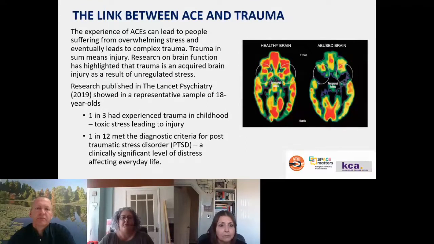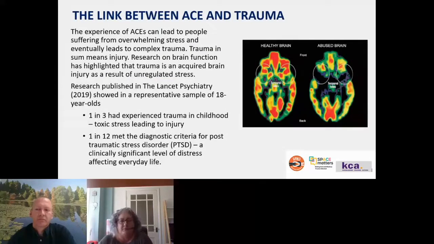So from this slide, you can see that there is a link between ACE and trauma. We have two images there of a healthy brain and an abused brain. What we're stating is that adverse childhood experience, being in that stressful, toxic situation, can actually cause an injury to the brain. If you look at the healthy brain, there's lots of red, lots of green, lots of neurons firing, whereas if you look at the abused brain, there's not nearly so much colour, and therefore it's recognised that this is a brain injury.